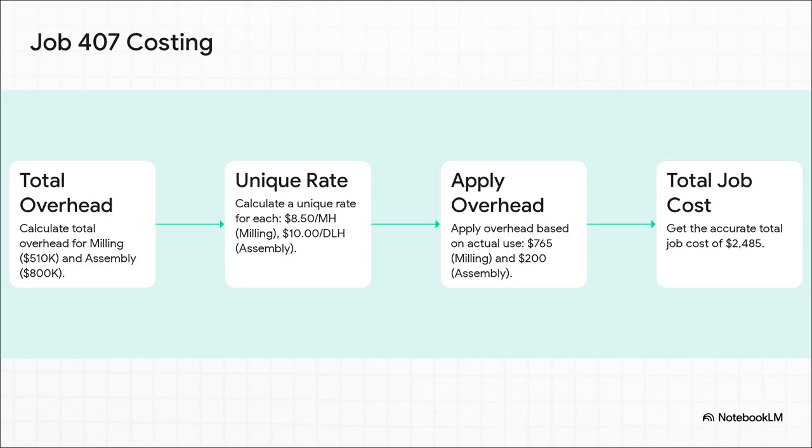So how does this play out with a real job, let's say job 407? It's pretty straightforward. First, you add up the total overhead for each department separately. Then you calculate a unique rate for each one. For milling, it comes out to $8.50 per machine hour. For assembly, it's $10 per direct labor hour. So when job 407 goes through, we just apply the right cost for the time it's spent in each place. And boom, we get a way more accurate total cost.